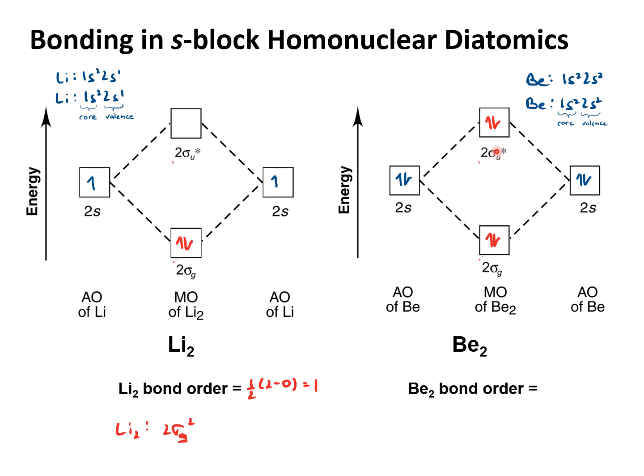So this completes the MO diagram for Be2. We can see that in this case the bond order equals 0, as we have 1/2 times (2 electrons in the bonding MO minus 2 electrons in the antibonding MO), which gives us a bond order of 0. And in this case, the molecule is therefore not stable and it cannot exist.